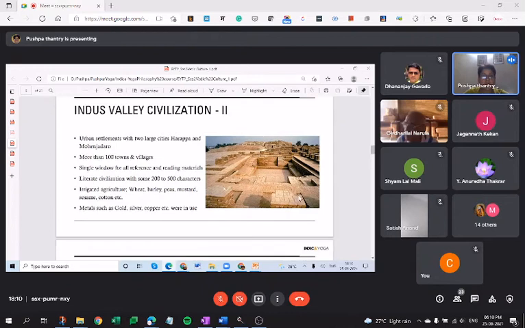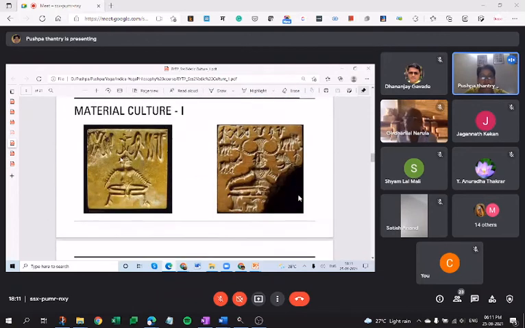Of course, these are not from the exam point of view, but from the general knowledge point of view, that during that time there are evidences of early civilization where irrigated agriculture and certain cereals like wheat, barley, peas, mustard, cotton, etc. were grown, and also metals such as gold, silver, copper were in use. And it consisted of more than 100 towns and villages. Now, this is very interesting, right? And I think a few pictures of this are also there in the guidebook.